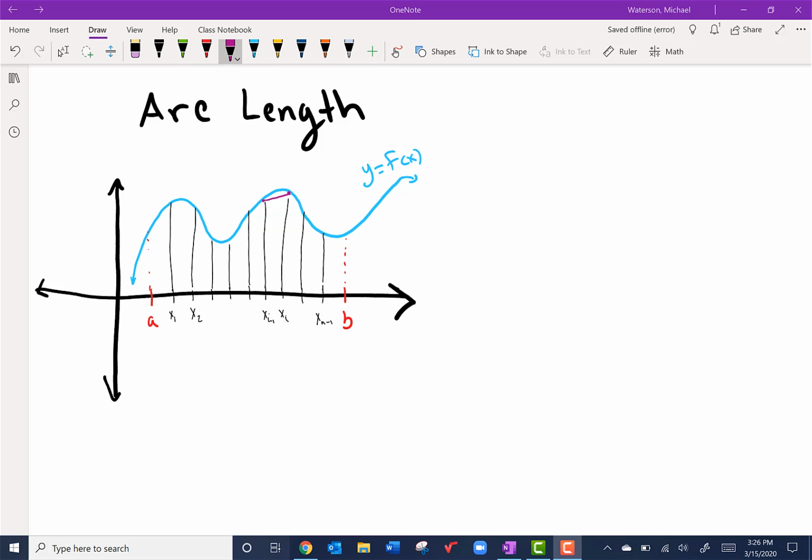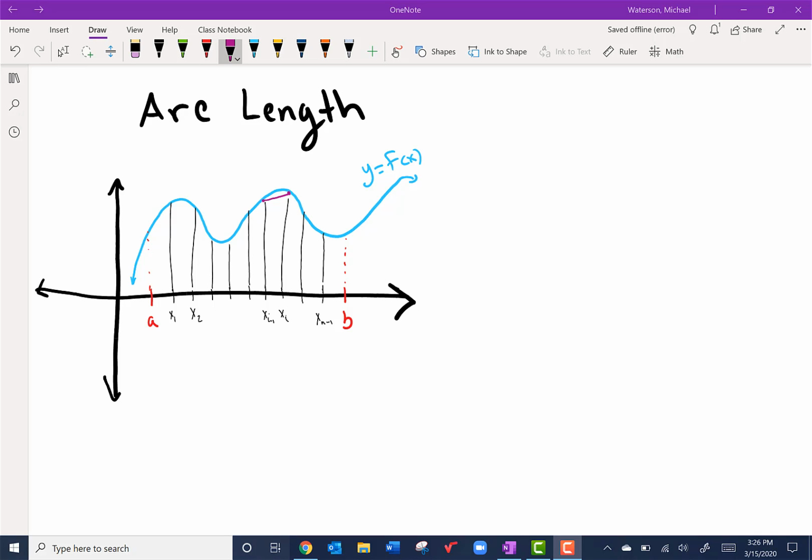Okay, here we go. Arc length 8.1. Let's get this derivation done. So we want to approximate the length of this curve. Actually, shoot, we don't want to approximate. We want to go get it, but we're going to start by approximating.